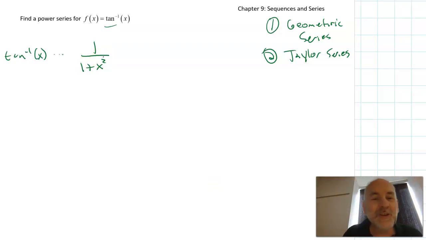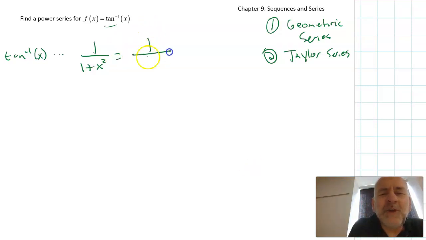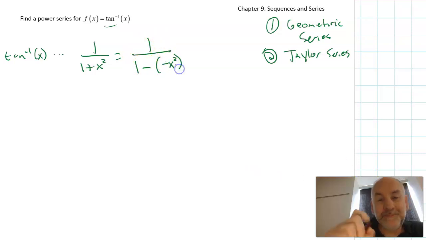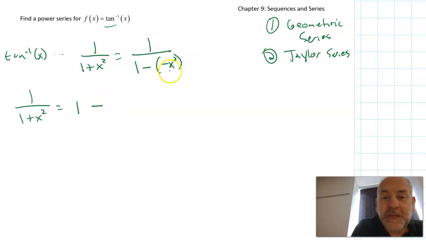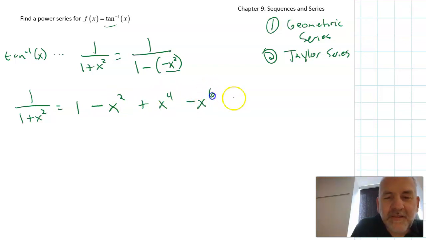That's geometric. You might say, well, what are you talking about? Well, I can write it as 1 over 1 minus negative x squared. And now it's geometric. So piece of cake. So this thing, 1 over 1 plus x squared, is just equal to, first term is 1, then minus, because the ratio is negative x squared, so minus x squared plus x to the fourth minus x to the sixth, and so on.